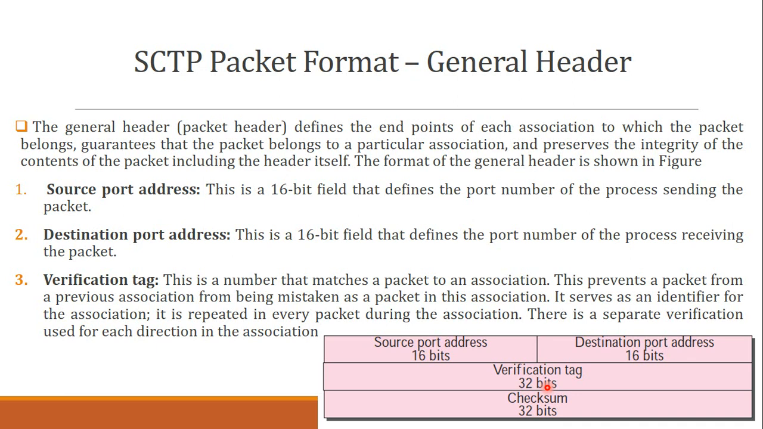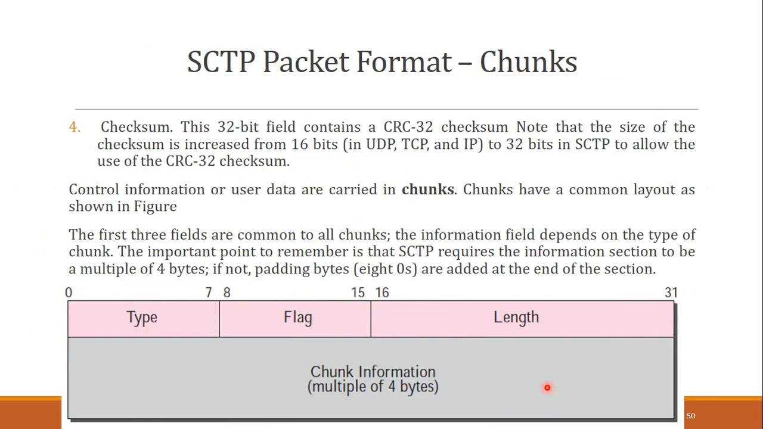Now, we are proceeding to the further types of chunks over here. The first and foremost is the basic chunk diagram, wherein the control information or the user data is carried. Now, chunks have a common layout, which is as shown over here. It has a type field, a flag field, a length field, and then chunk information which is a multiple of 4 bytes.